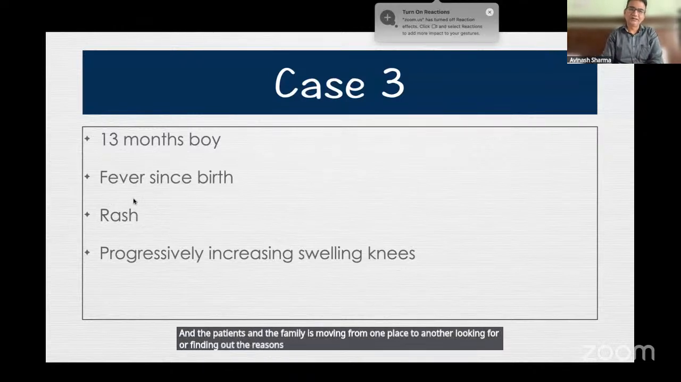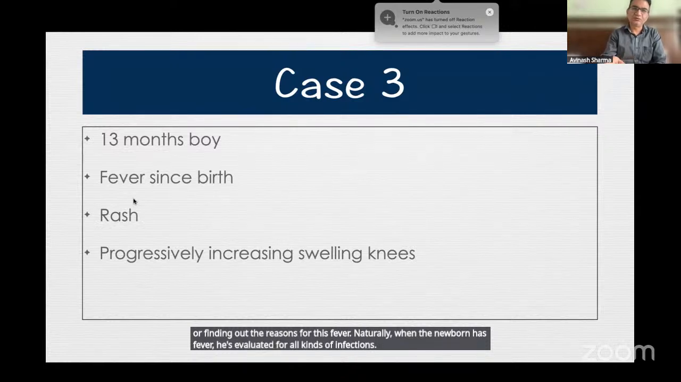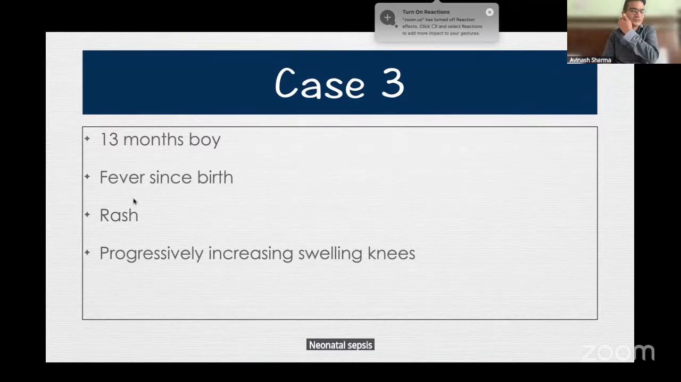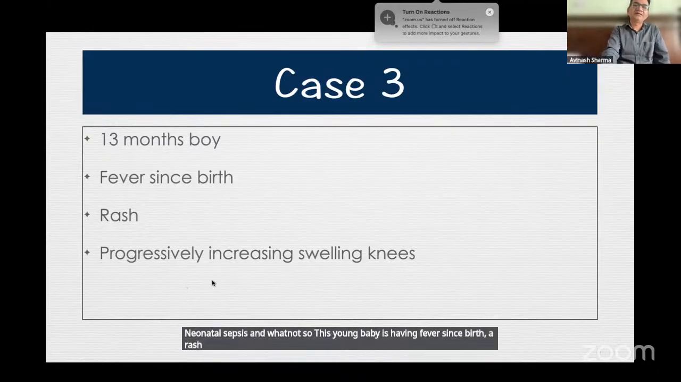The patient and the family are moving from one place to another, looking for the reasons for this fever. Naturally, when a newborn has fever, he is evaluated for all kinds of infections, neonatal sepsis, and whatnot. So this young baby has had fever since birth, rash, but now he presented to the Department of Rheumatology because he started having progressively increasing swelling of knees.